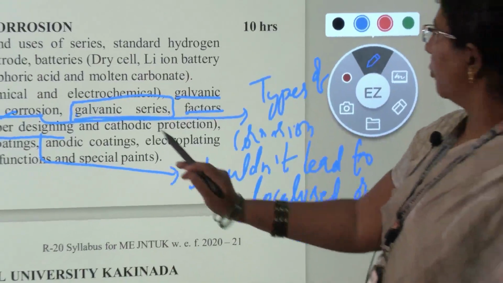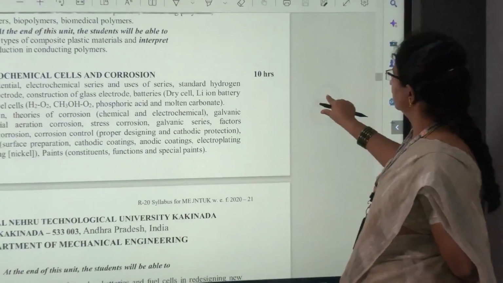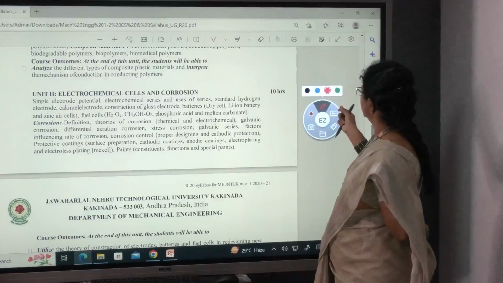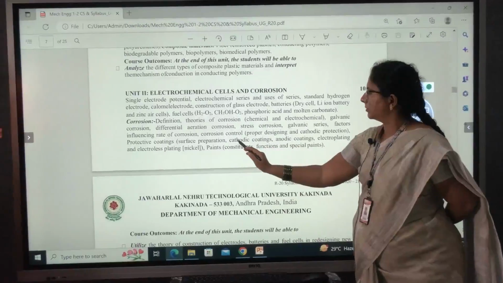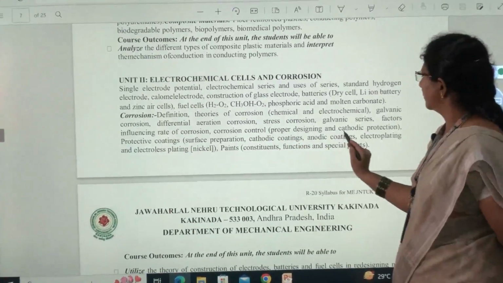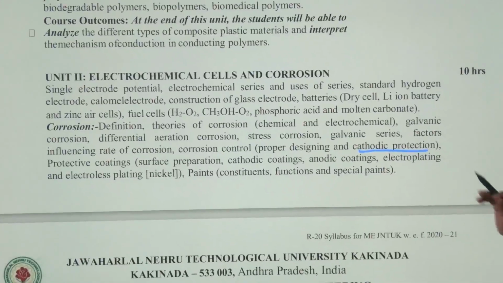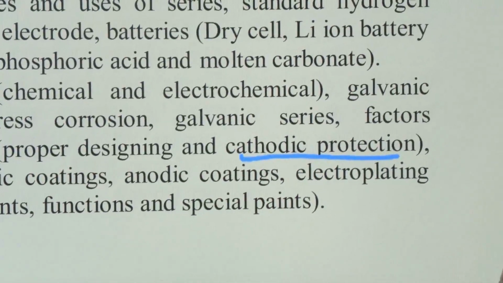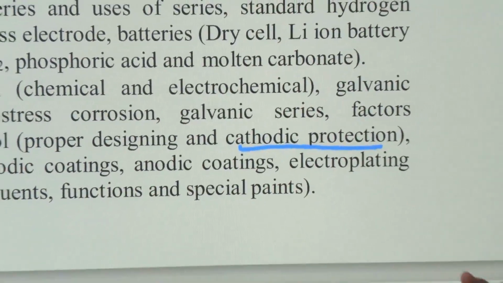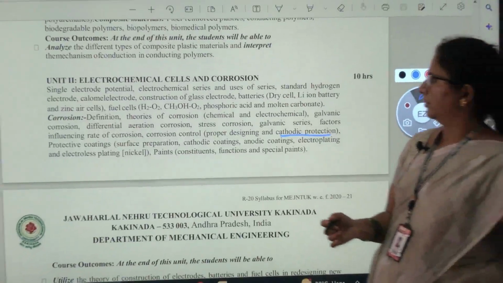Next one is cathodic protection. So in cathodic protection, what we will do is we will make the material behave like a cathode. Why? Because corrosion takes place at the anode. So now we will make that particular material behave like a cathode so that it can be protected from corrosion.